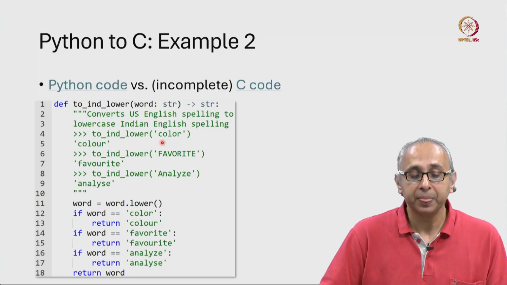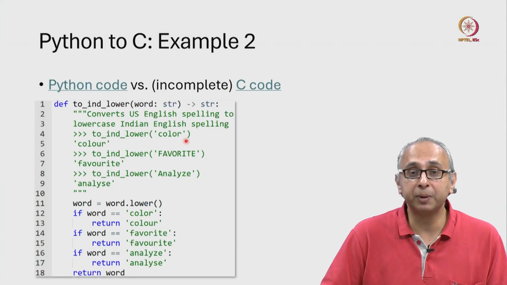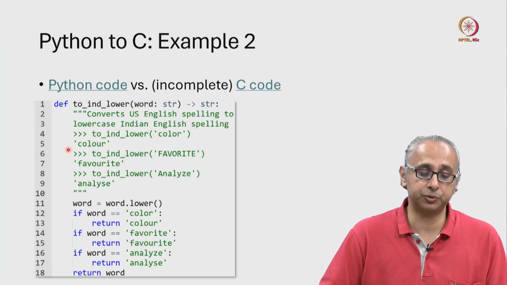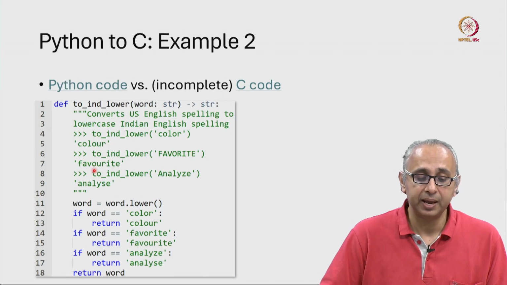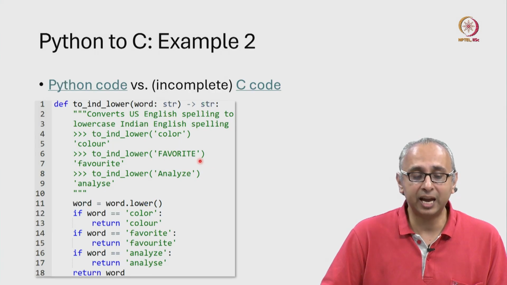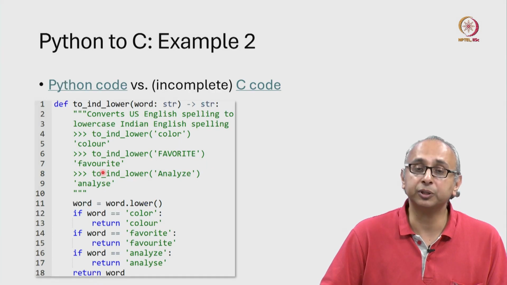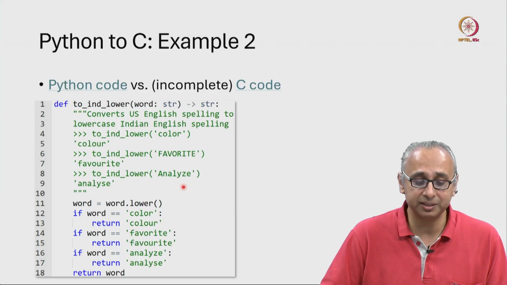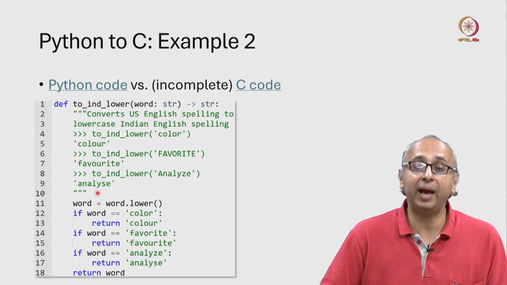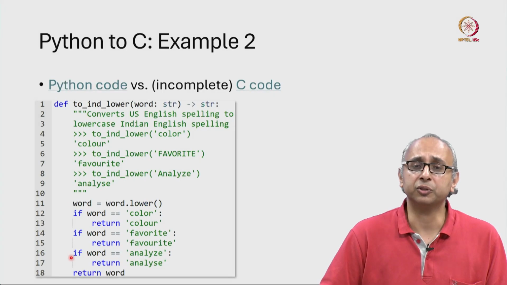For example, this word color spelt with the American spelling gets converted to colour, the way we spell it. And FAVORITE, all caps, gets converted to favourite with a U, and analyze with a Z, or a Zee as the Americans say, gets converted to analyse with an S. And here is the logic for doing this.